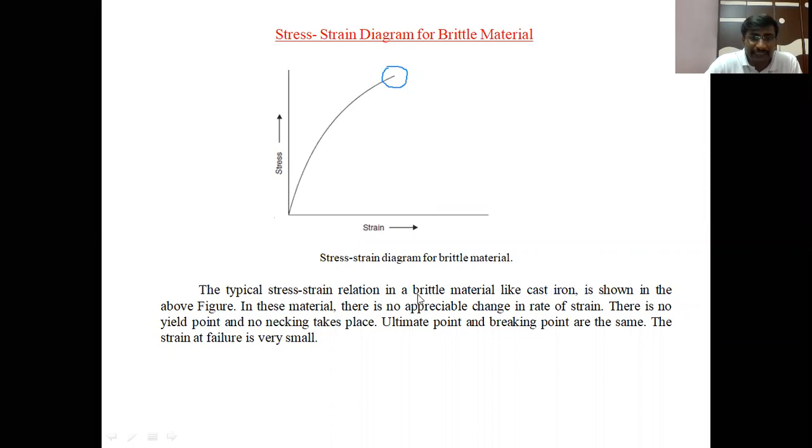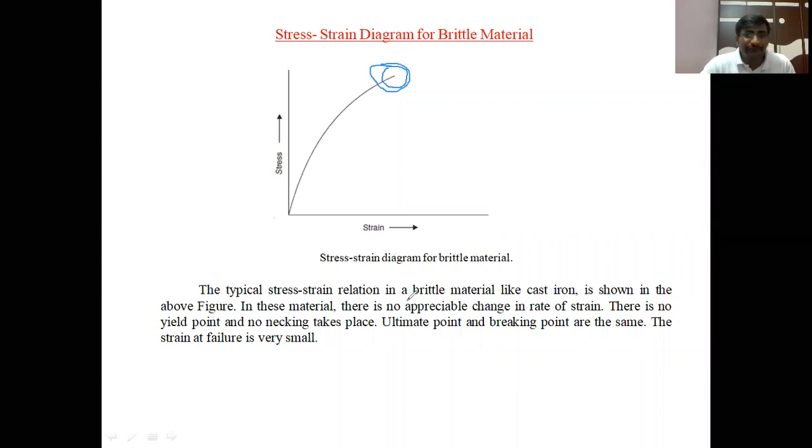This is the typical stress-strain relationship in a brittle material like cast iron. Cast iron is the best example of a brittle material. In the figure, in this material there is no appreciable change in rate of strain. The strain does not change much by applying the load on the brittle material. There is no yield point and no necking takes place. The brittle material fails directly at a certain point. Ultimate point and breaking point are the same.